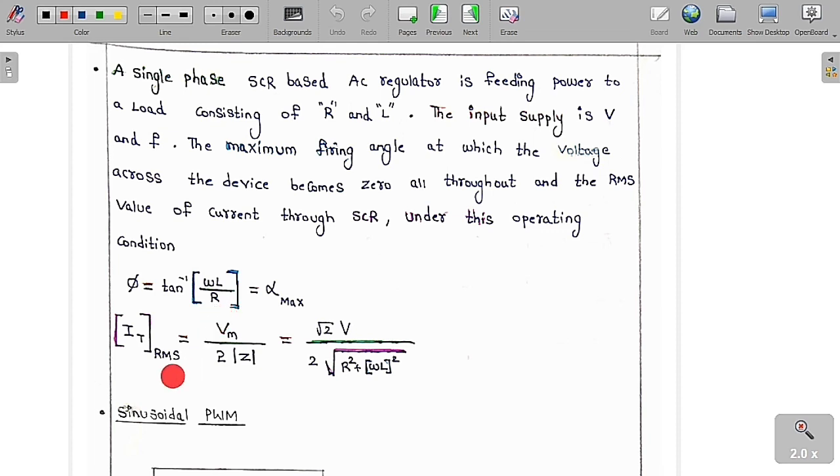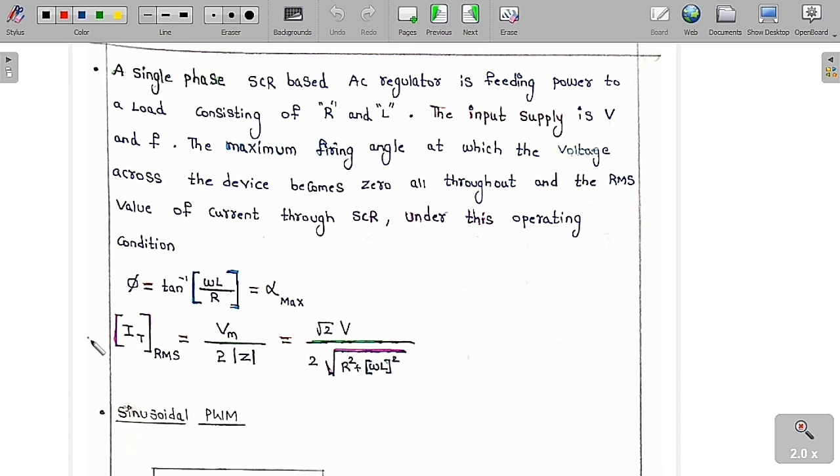If you want to find the RMS value of the thyristor current, it is equal to Vm by 2 into mod Z. Vm is nothing but the peak value, which is root 2 into V, and mod Z is under root over R square plus omega L whole square. So the RMS value of the thyristor current is equal to Vm by 2 into mod Z.